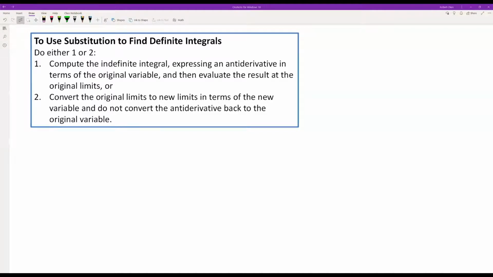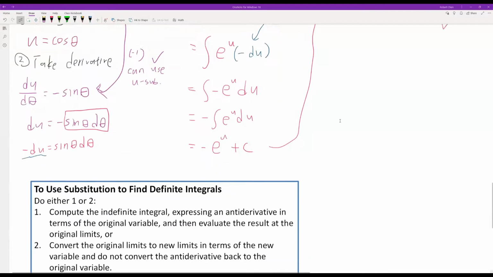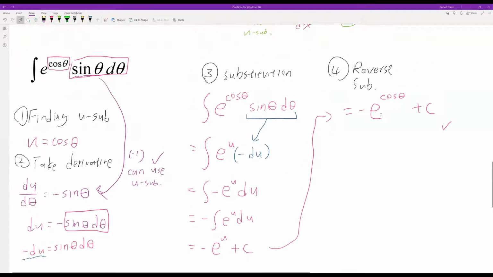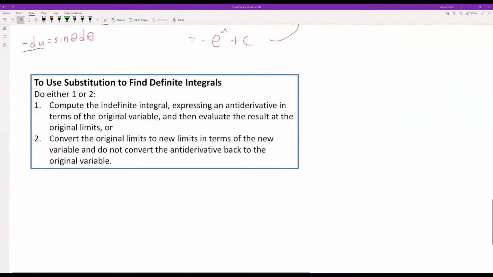The first one is to compute the indefinite integral, expressing the antiderivative in terms of the original variable, and then evaluate the result at the original limits, right? So the first method is basically the same thing that we did in the previous example. Once we get the antiderivative, we evaluate the bounds. You finish finding the antiderivative, and then you evaluate the bounds. The second one is to convert the original limits to new limits in terms of the new variable, and do not convert the antiderivative back to the original variable.